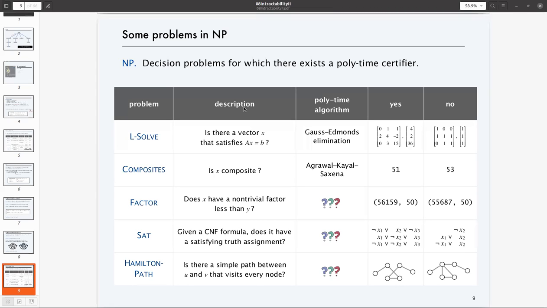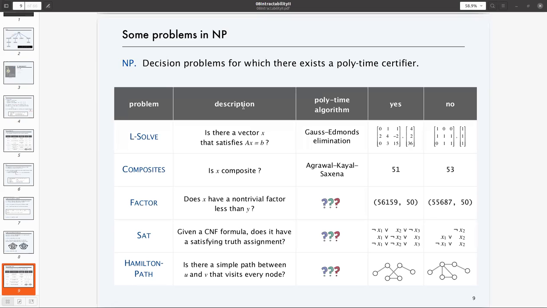Ma'am, for the problem "is X a composite number," we have a very obvious certificate, like one of the factors, right? So for the problem "is X a prime number," what would the certificate be?